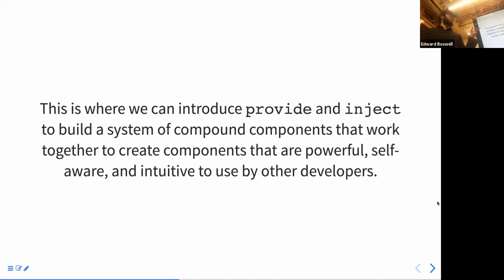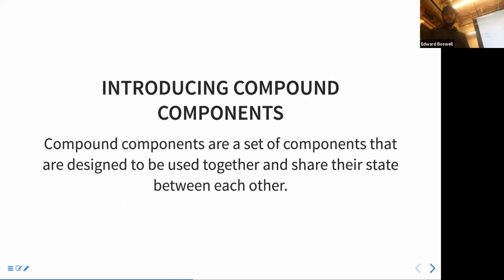Well, Vue provides us with an API called provide and inject. So we can use this to actually build a system of compound components. And these work together. They're powerful, they're self-aware, and they're modular. So very briefly, just to introduce, compound components are a set of components that you use together, that work together, and they're usually in a hierarchy, usually parent to child components. And you're actually all very familiar with them.